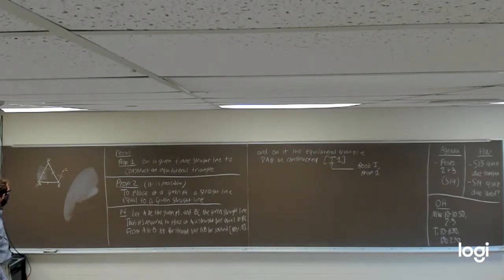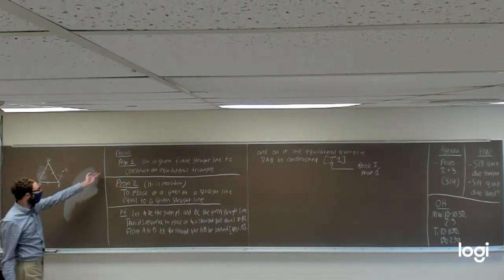It's kind of nice that we're able to use proposition 1, because we could have constructed an equilateral triangle using the same procedure we did on Friday. Take a circle around A of radius AB, take a circle around B of radius AB, find where the circles intersect, and construct an equilateral triangle that way.